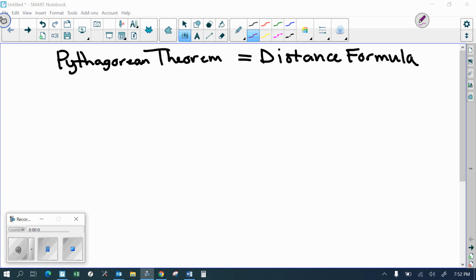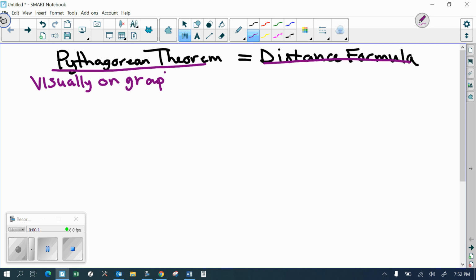Okay, students, we're going to talk about distance formula and Pythagorean theorem. They are the same thing, okay? Pythagorean theorem is usually done visually on the graph, and you count the side lengths, okay? Versus distance formula is just done from the formula. So it's not visual. You just plug the numbers into a formula and you're hoping you do all your calculations correctly.